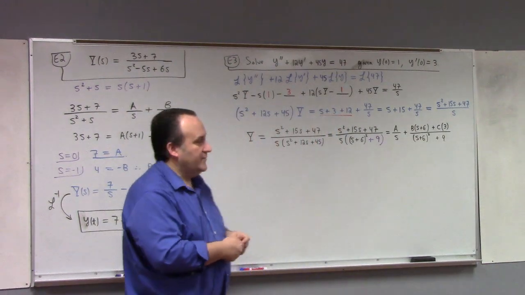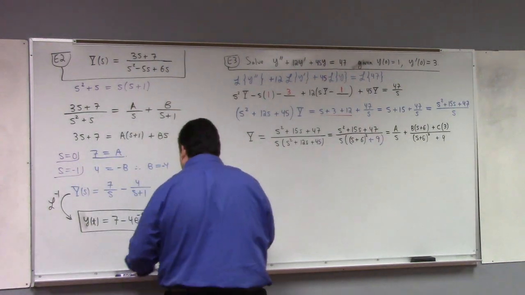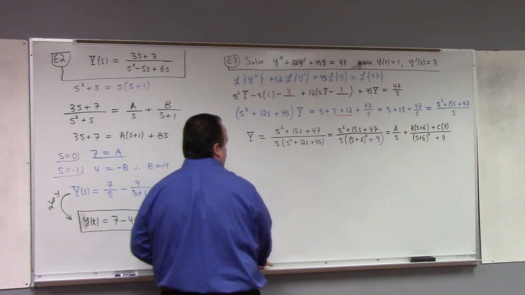All right? But then the question is, how do you find the a, b, and c? Well, multiply both sides by the denominator. What do we get?